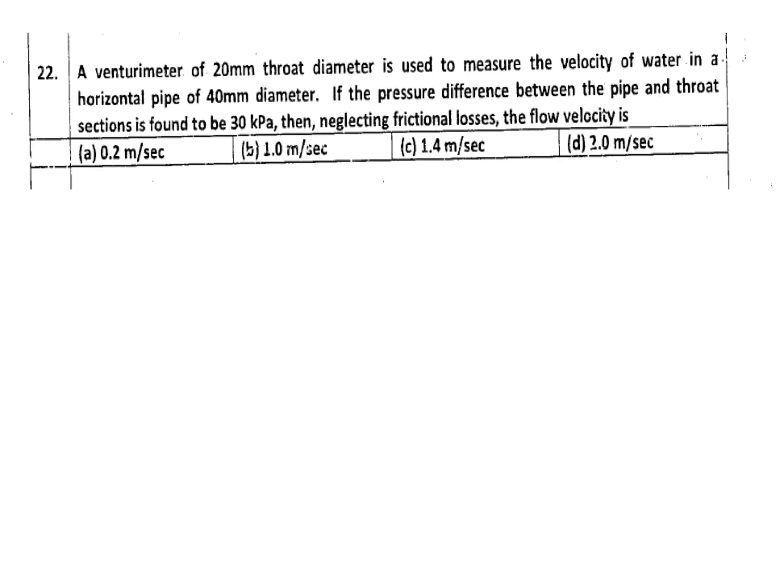So the data given are D1 is 40 mm and D2, the throat diameter, is 20 mm. Pressure difference is P1 minus P2 equal to 30 kilopascal, or 30 into 10 to the power 3 Newton per meter square. Flow velocity we have to calculate.